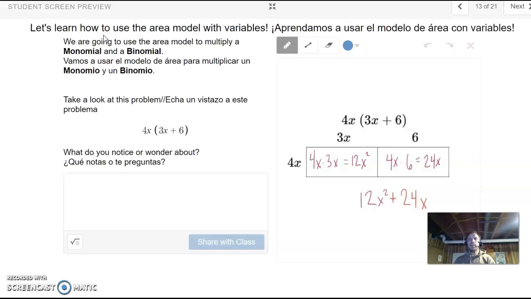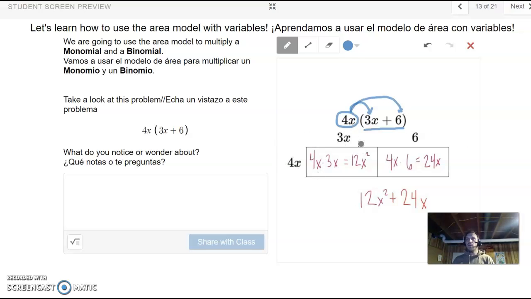So this is where we had some notes on how to multiply a monomial times a binomial. So this 4x is a monomial, mono meaning 1, right? And this 3x plus 6 is a binomial, bi meaning 2. And so we're going to multiply each of these pieces on the inside times the piece on the outside. And we're going to use that area model.